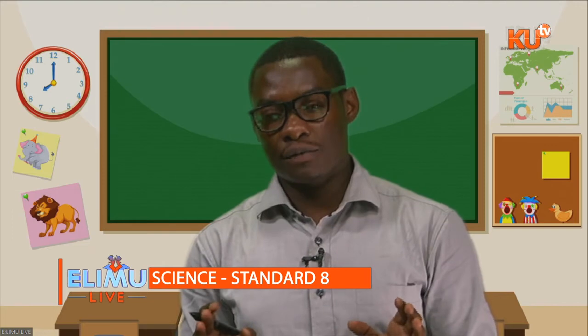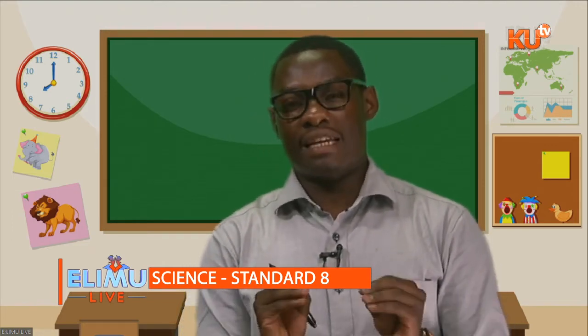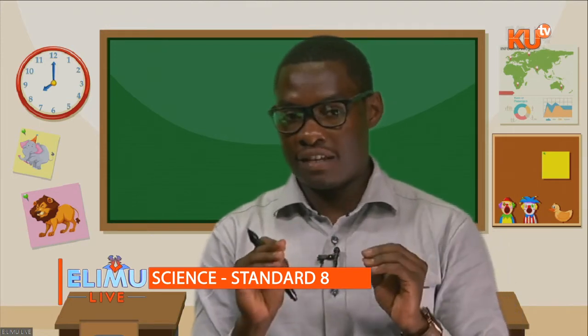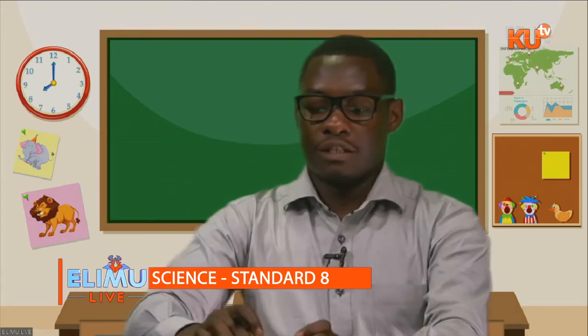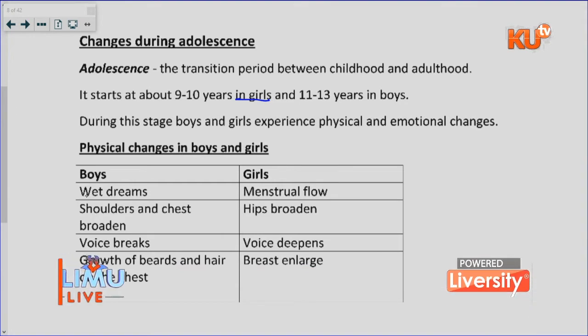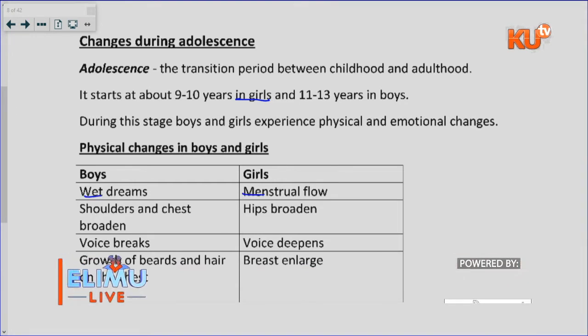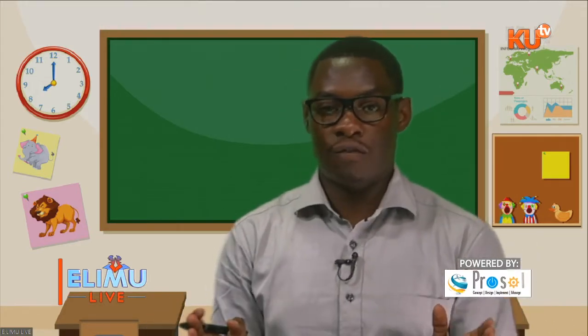So let's first of all look at the physical changes that are specifically for boys and specifically for girls, because that is an examinable area. So let's look at the physical changes. In boys, we have what we call wet dreams. In girls, we have what we call menstrual flow. So let me explain what wet dreams and menstrual flow are.